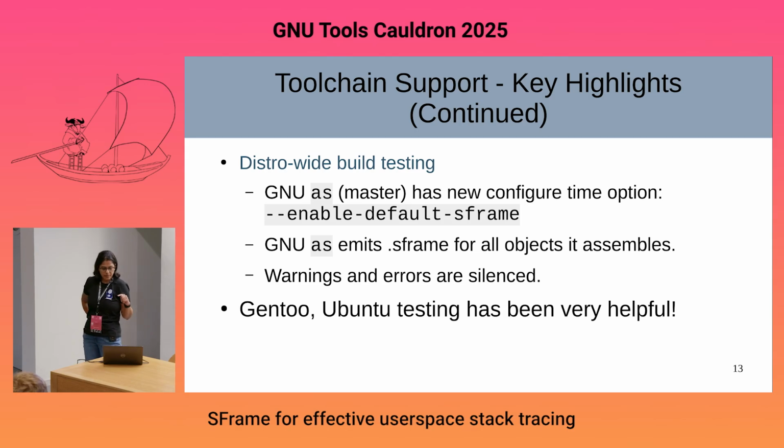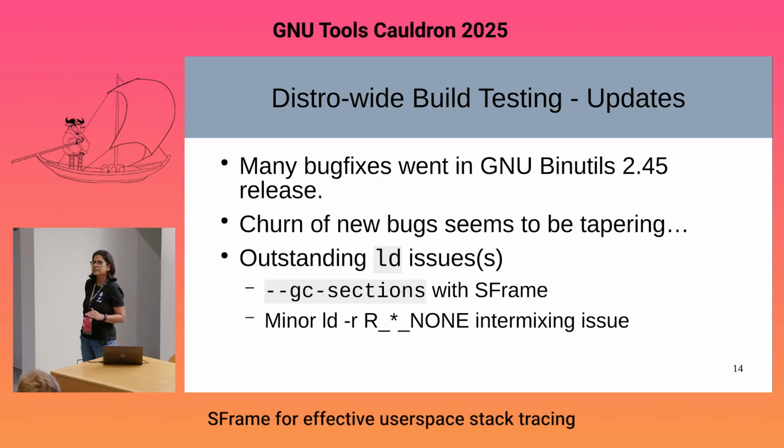As a side effect of this flag, warnings and errors were silenced, and I know Matthias has some opinions about that. One of the suggestions was to move this to the compiler, so the compiler is a better entity to see whether SFrame is supported for an architecture or not. It does make sense, so maybe we revisit some of this and see where the common ground is. But overall, it's been very helpful in testing how robust the toolchain offering is with respect to SFrame usage for user space binaries.